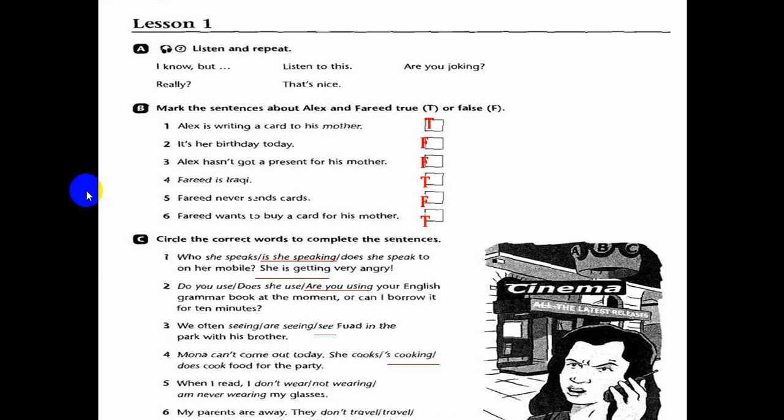Number 6. Farid wants to buy a card for his mother. And this is true. Now go to exercise C. Circle the correct words to complete the sentence.